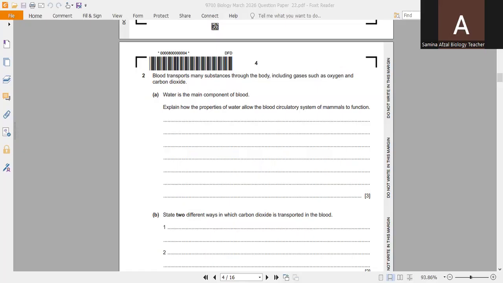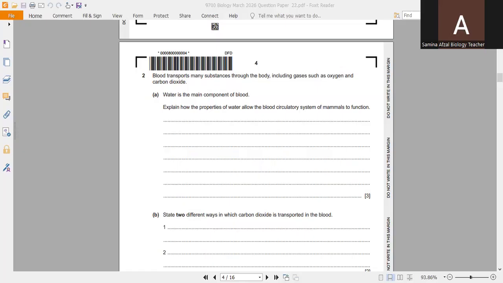So, for this purpose, we have to write some of the functions. The question is of 3 marks. First of all, I would like to say that water is an excellent solvent. Water is a polar molecule, so it allows it to dissolve a wide range of solutes, including organic substances and polar molecules. So, it enables the transport of essential nutrients such as glucose, amino acids, waste products like urea and plasma proteins in the blood plasma.